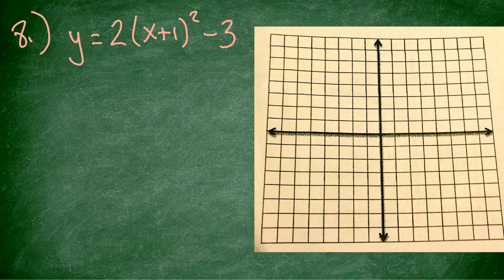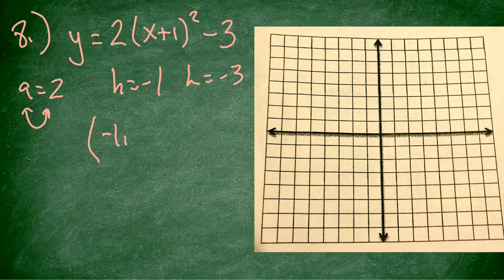Alright, number 8 is y equals 2 times the quantity x plus 1 squared minus 3. I have a is 2, h is negative 1, k is negative 3. Remember, a tells me it's going to be a smiley face, so my graph's not wrong. Negative 1, negative 3 is my vertex. So I go left 1, down 3. There's my point, and put a dotted line.